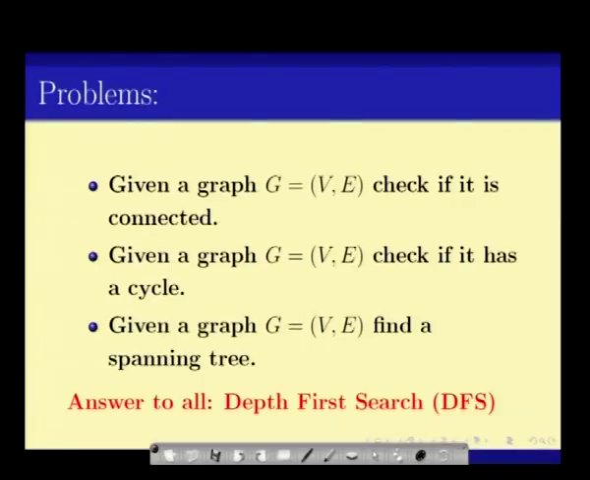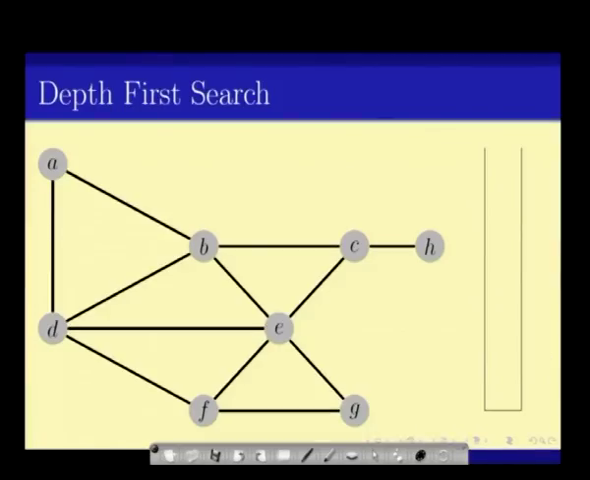Before the break, we were talking about problems that can be asked in graph theory, which are typically: is a graph connected, does a graph have a cycle, and given a graph, find a spanning tree of the graph. And we said that depth first search is a solution to all of them. So, let us understand what a depth first search is. It is an algorithm that will find a spanning tree. After that, we will try to analyze how we can answer the other questions.